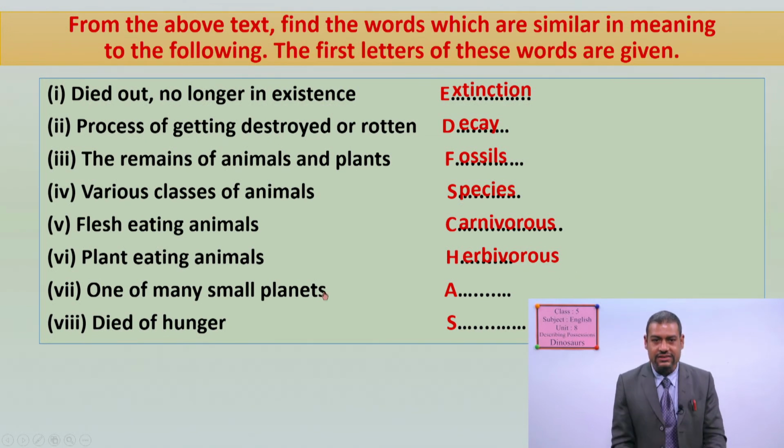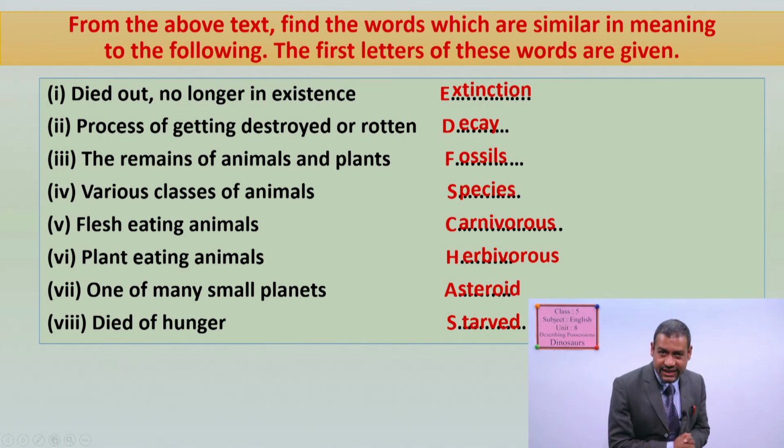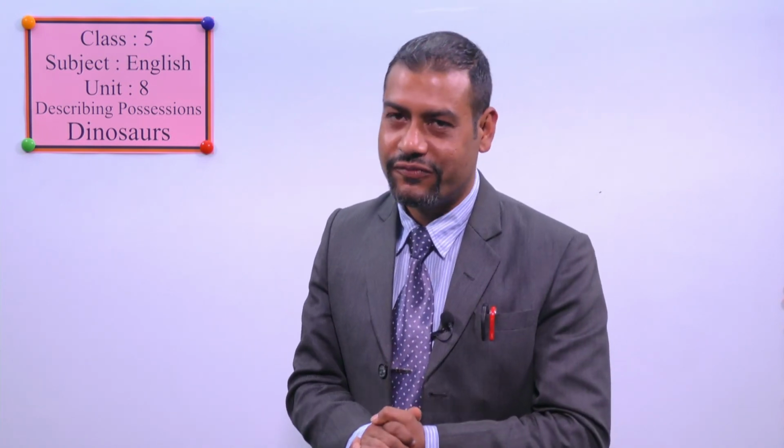H-E-R-B-I-V-O-R-O-U-S, herbivorous. Another word, one of many small planets. Oh, I showed you in the picture also. That starts with A, and that is asteroid. A-S-T-E-R-O-I-D, asteroid. Now the last word and meaning, died of hunger. See, no food. And the dinosaurs died because of that hunger. The word is starved. S-T-A-R-V-E-D, starved. So have you done correctly? Very good.